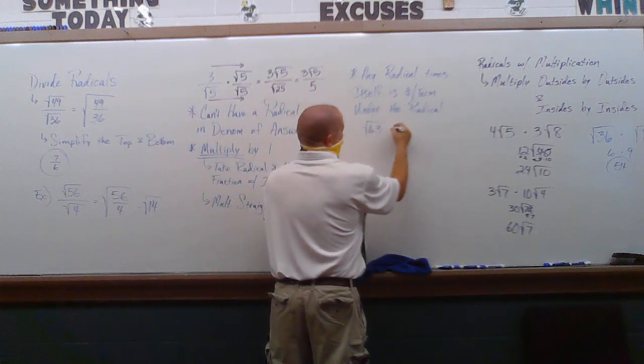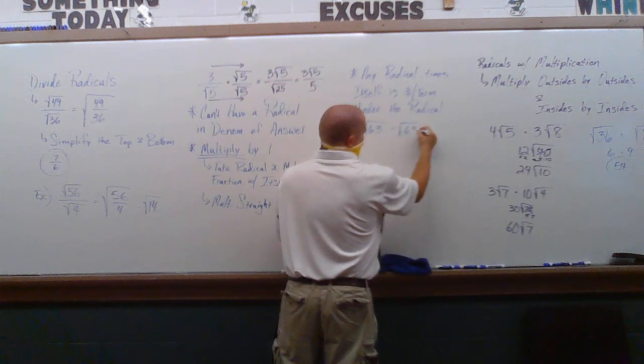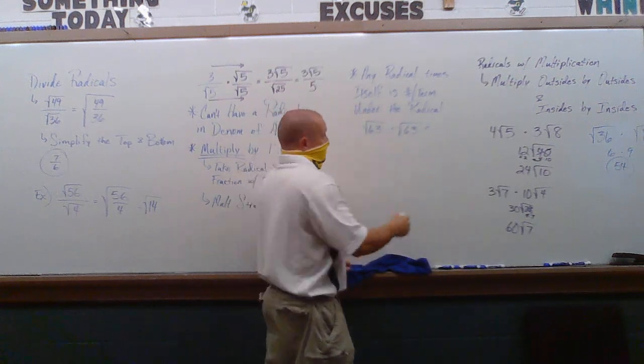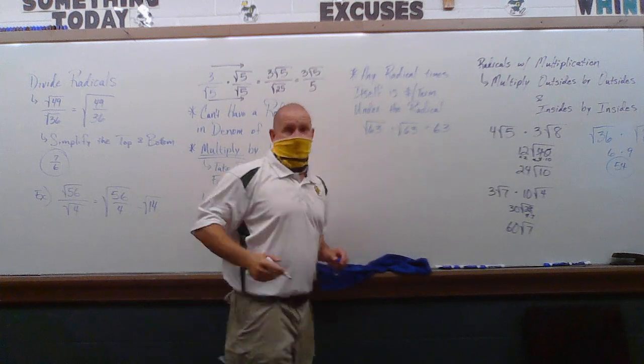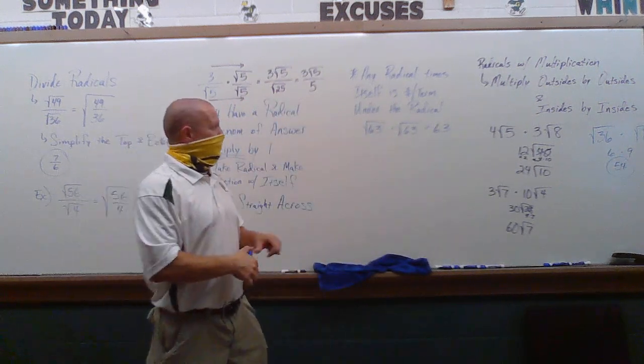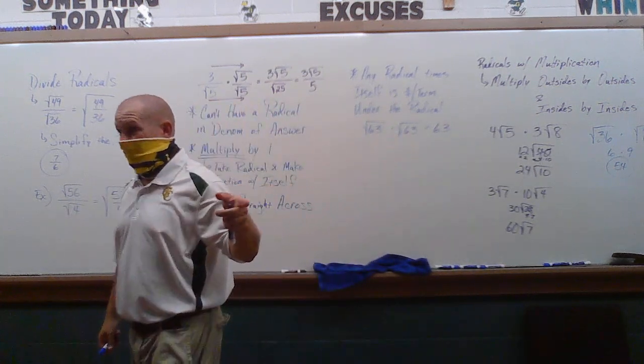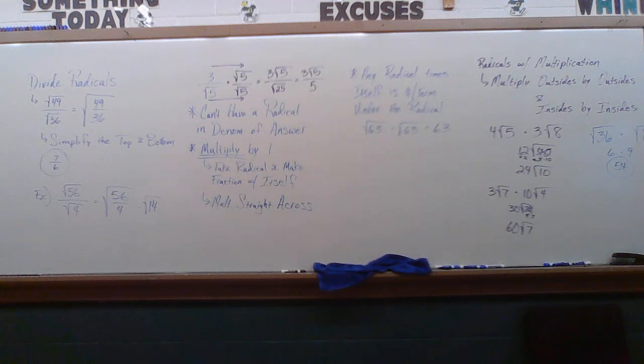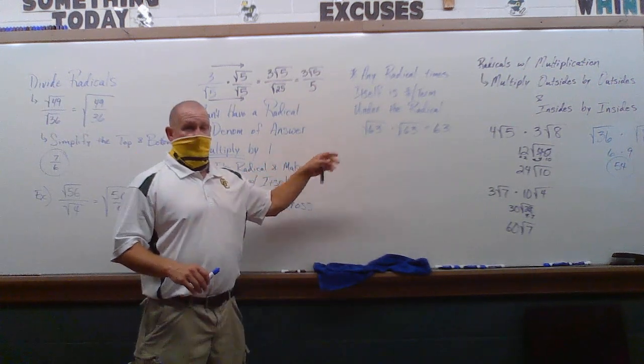The square root of 63 times the square root of 63 is 63. I'm not going to go through the process of trying to figure out what 63 times 63 is and then take the square root of it. It works every single time. Okay? Does that make sense?